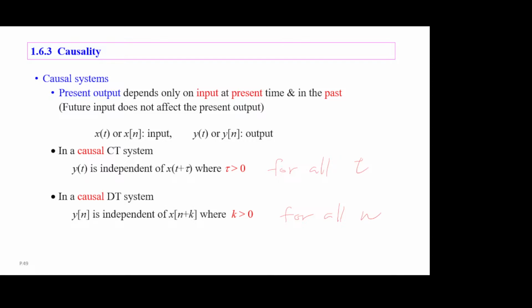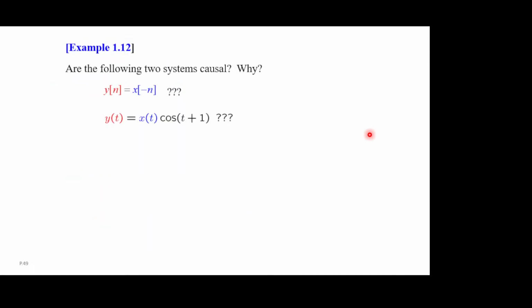Okay, go back. And now how about the second system? y of t equals x of t times cosine of t plus 1. If you think this is causal, raise your hand. Okay, quite a few. If you think it is not causal, raise your hand. Some. Okay, I think we still get it correct on majority voting.